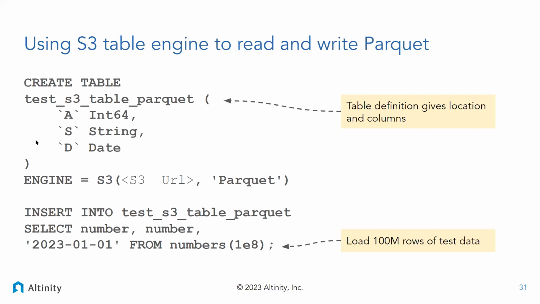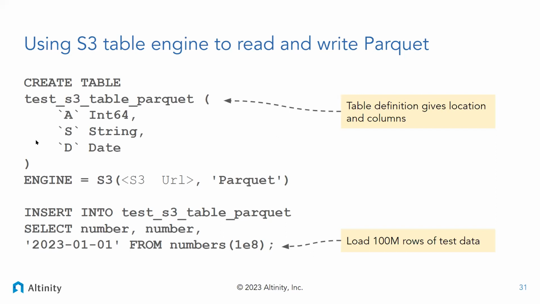ClickHouse offers what's called the S3 table engine, which will read files directly from S3. So the way you set it up is we could define our table. We pick S3 as the engine. We provide a URL that we can get to, and we say that the table type is going to be Parquet. It doesn't need to be told what's in there because it already has a schema and it can figure it out itself anyway. We can then insert data into this.